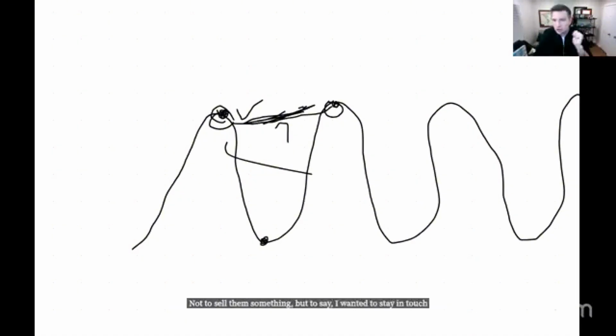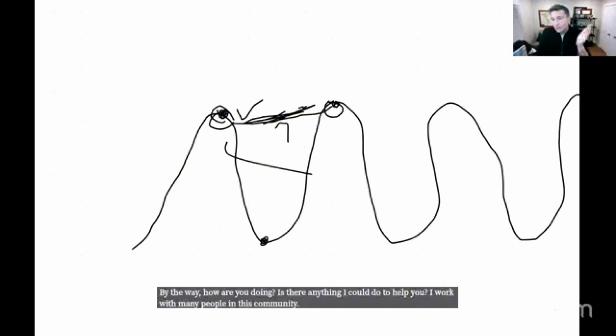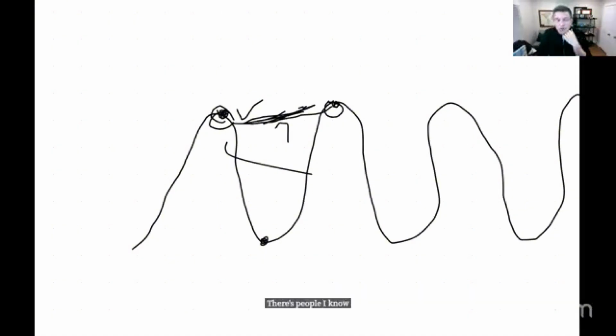I really enjoyed our transaction. I hope the property or the home is doing great for you. Is there anyone else you know that might need help? By the way, how are you doing? Is there anything I could do to help you? I work with many people in this community. There's people I know. Maybe perhaps I could connect you with someone if you need anything.